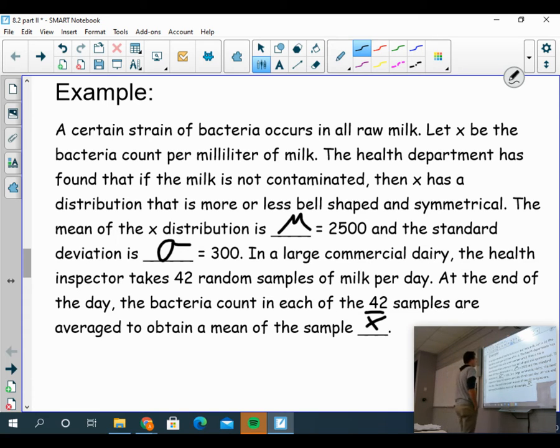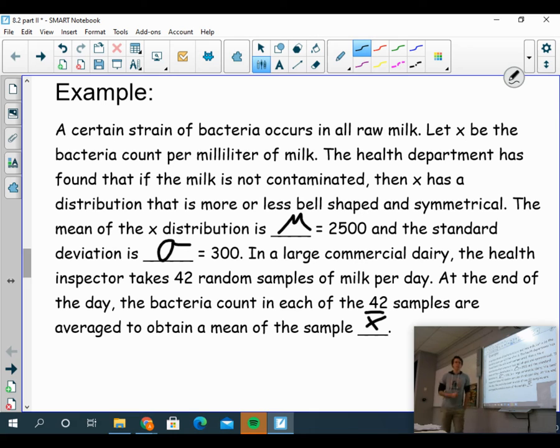A certain strain of bacteria occurs in all raw milk. Let X be the bacteria count per milliliter of milk. The health department has found that if the milk is not contaminated, then X has a distribution that is more or less bell-shaped and symmetrical. The mean of the X distribution is mu equals 2,500. Standard deviation is 300. In a large commercial dairy, the health inspector takes 42 random samples of milk per day. At the end of the day, the bacteria count in each of the 42 samples is averaged to obtain a sample mean, X bar.